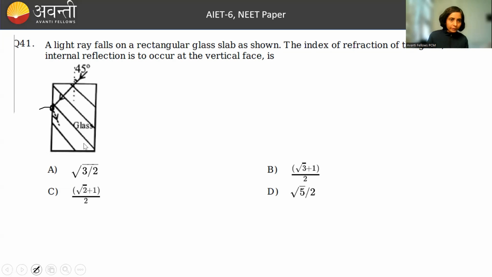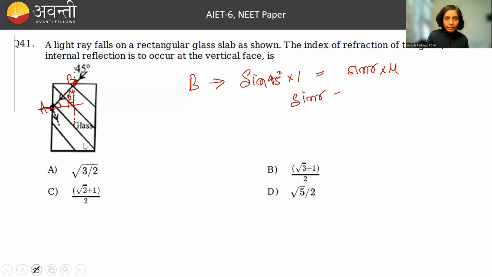So first write the equation here. Suppose this angle is R, so here draw the normal. So this is R, this is 90 degree. This angle will become 90 minus R. So the angle of incidence at point A is 90 minus R. And let's say this is B. So at point B, if I apply Snell's law, I will write sine 45 into 1 will be equal to sine R into mu. Mu is the refractive index of glass. So sin r is equal to how much? 1 by root 2.